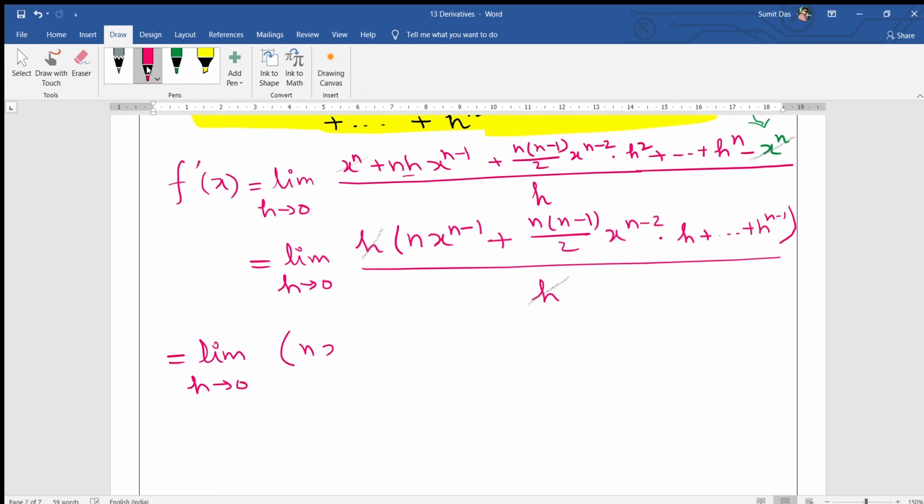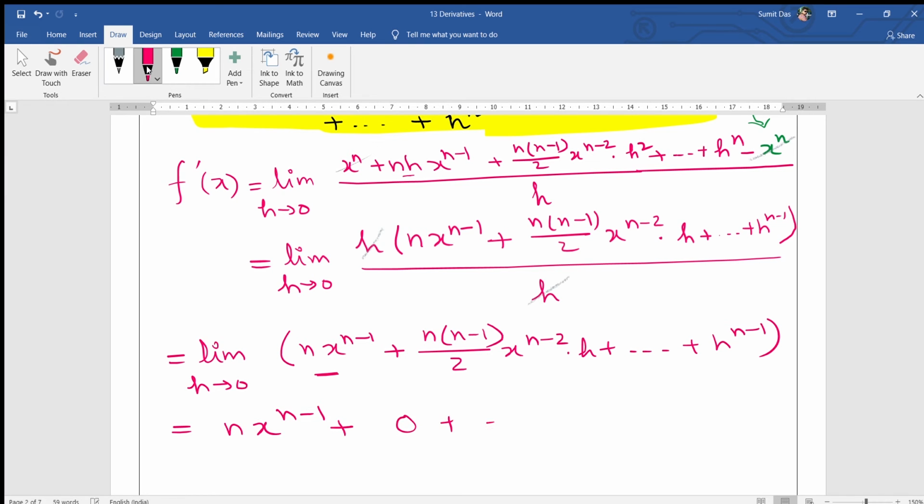What is remaining now? n x to the power n minus 1 plus n into n minus 1 by 2 x to the power n minus 2 into h plus continuation, up to h to the power n minus 1. Continuation means the power of h keeps increasing: h square, h cube, until h to the power n minus 1. So if you put h equal to 0, all the terms will be 0 except the first term. So the answer will be n x to the power n minus 1 plus 0. So the answer will be n x to the power n minus 1.